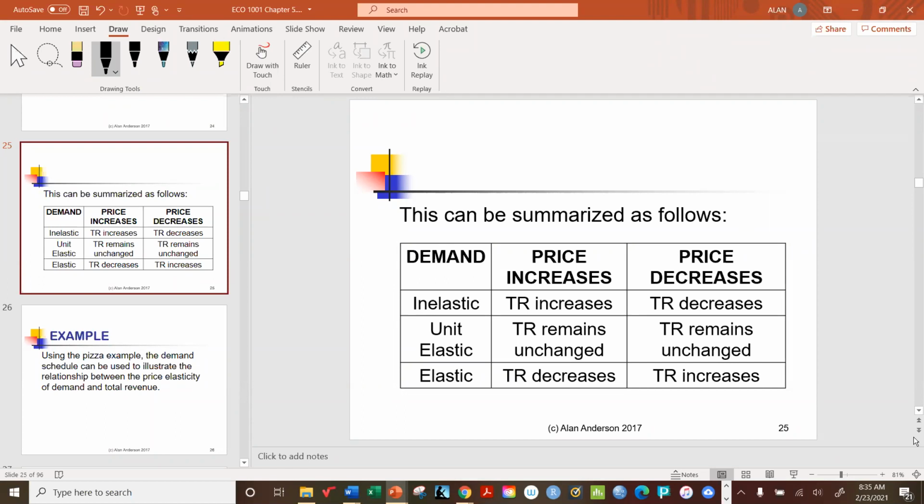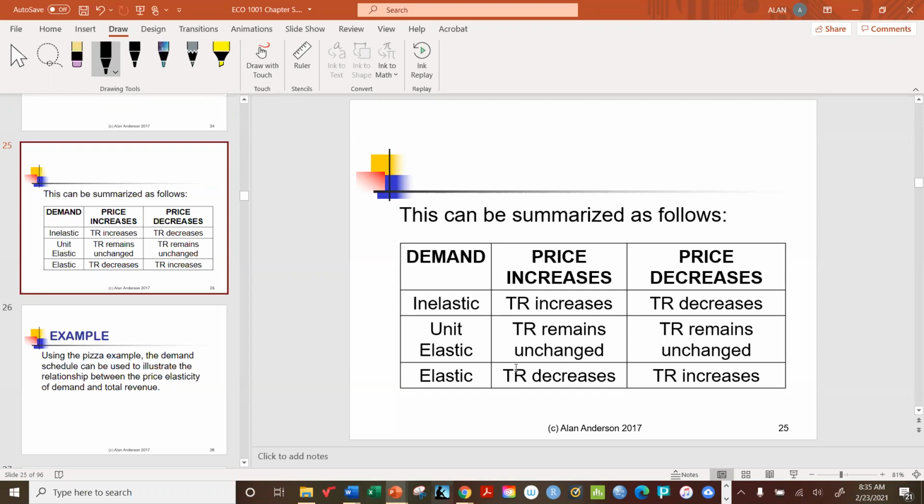With the elastic case, like the computers that we looked at, it was a terrible mistake to raise the price, because then people stopped buying computers, or at least they cut back quite a bit, and we end up with less revenues. But at the same time, if you put those computers on sale, you should experience an increase in revenues, because now everybody wants a computer anyway, and this gives them an opportunity to buy it.